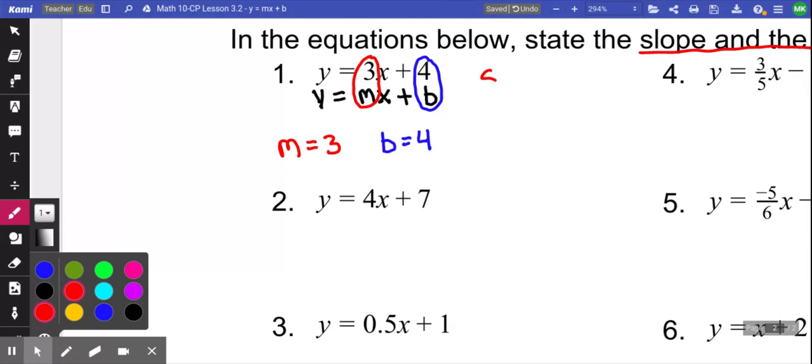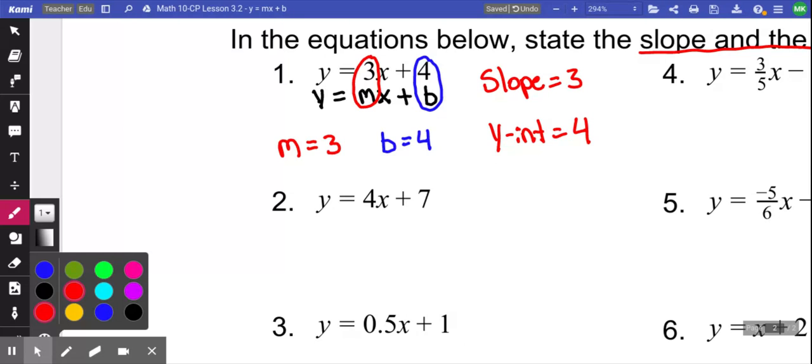This means the slope equals 3 and the y-intercept equals 4. Now, for the record, we do use the letter M to represent slope. So if you ever see M equals, that means slope. The letter B, sometimes we use as y-intercept, sometimes we don't. So typically we'll actually write out the y-intercept.